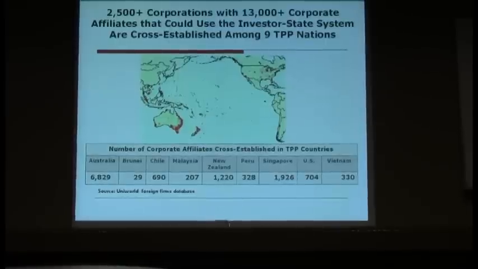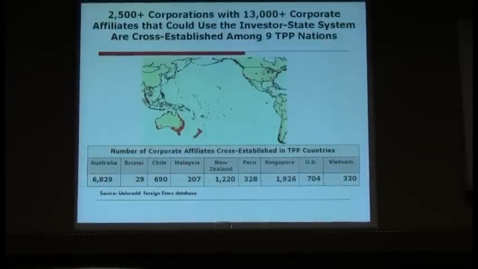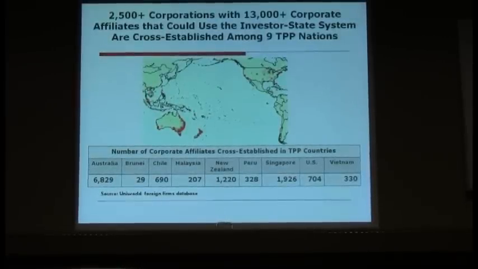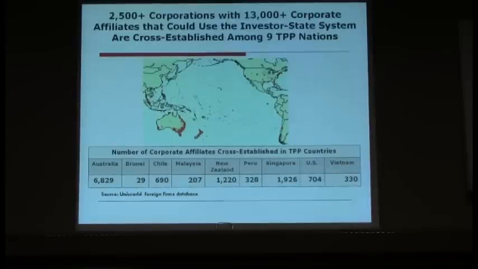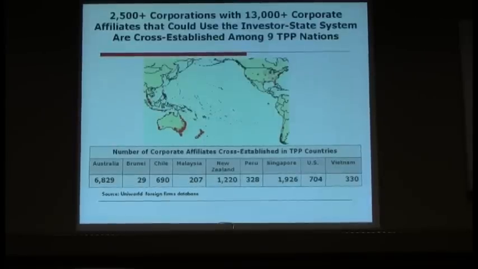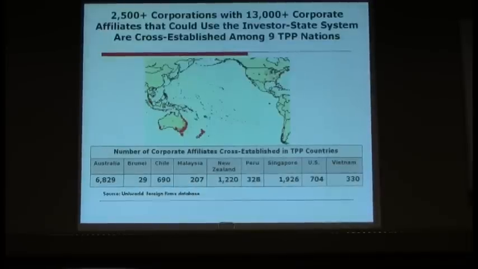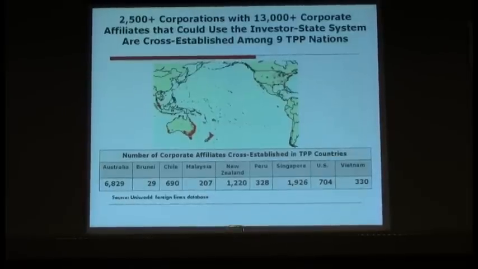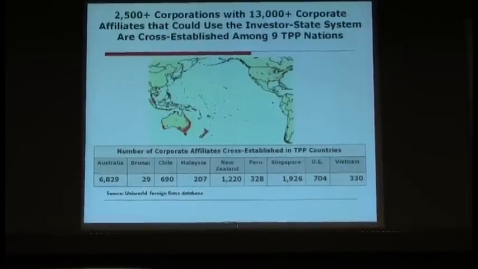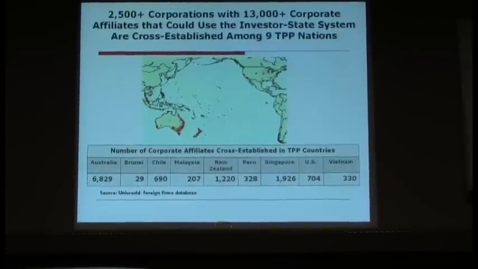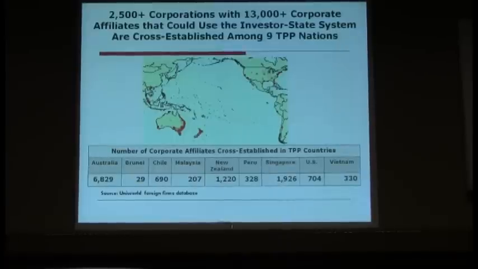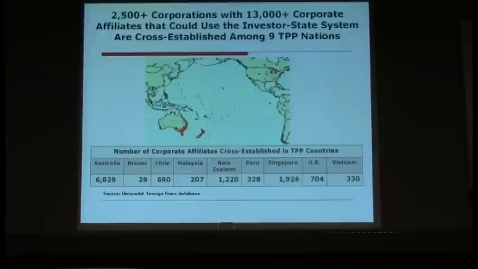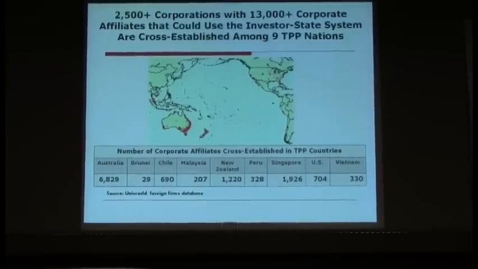I just start by pointing out the seriousness and breadth of the potential threat, which is to say, for the TPP, there are 2,500 corporations, 13,000 affiliates that would be cross-registered who would have the ability to use investor state. So for the developed country and emerging country partners in TPP, you look at, for instance, the case of, oh, the U.S. hasn't lost a case. And that's in the past because our FTAs have been with developing countries.